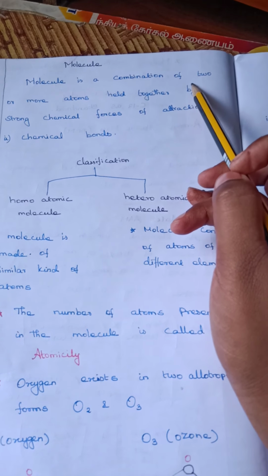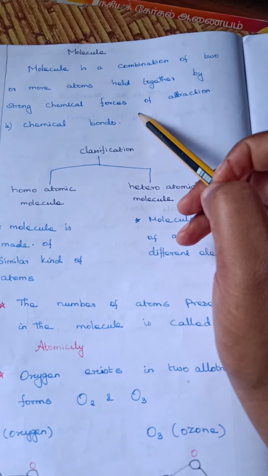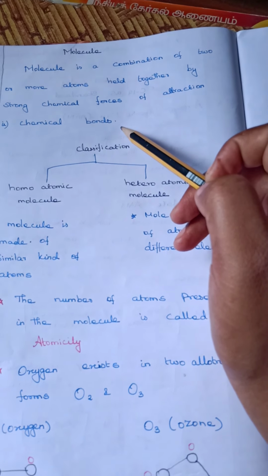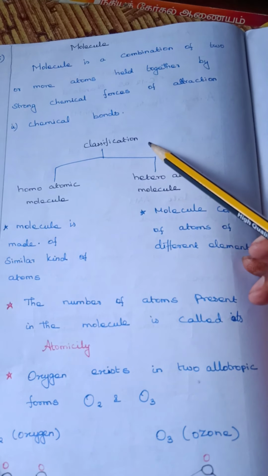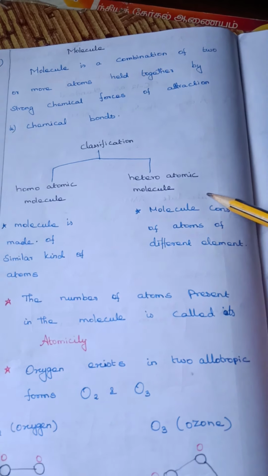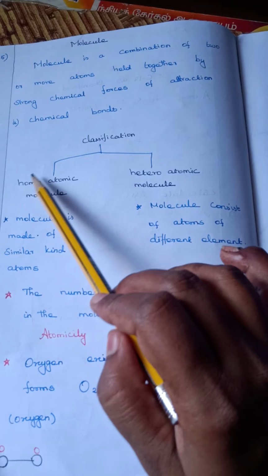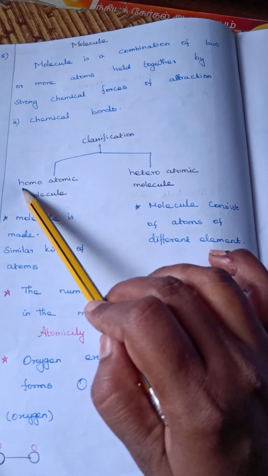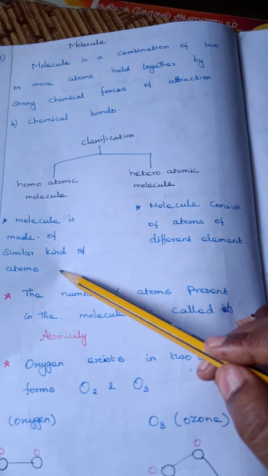A molecule is a combination of two or more atoms held together by a strong chemical force of attraction, that is, chemical bonds. Molecules are classified into two types. The first one is the homoatomic molecule, and the other is the heteroatomic molecule. Homo means same element. A homoatomic molecule is made up of similar kinds of elements, okay?